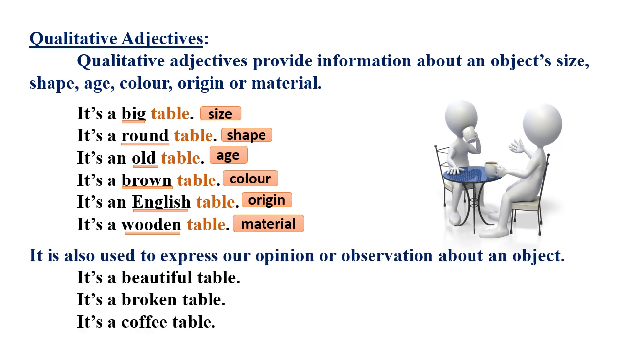It also helps us to express our opinion or observation or purpose of an object. Look at the first example. It's a beautiful table. Here the adjective beautiful helps us express our opinion. It's a broken table. The adjective broken helps us express our observation. It's a coffee table. Here the adjective coffee tells the purpose of this table.